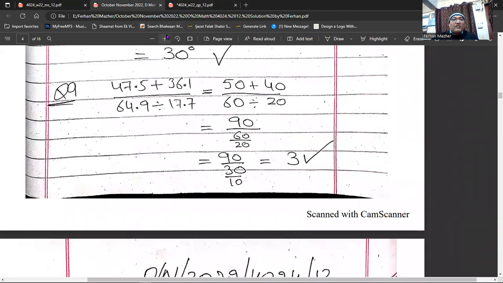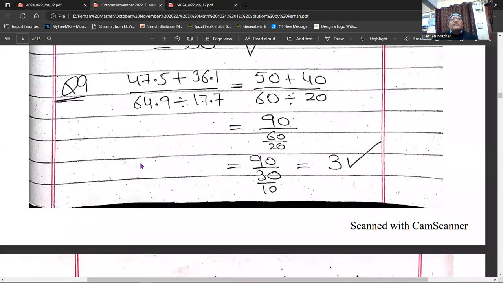Okay. So you have question number 9, 50 plus 40 divided by, and downstairs you have 60 divided by 20. So it's 90 divided by 60 divided by 20. So you will have, cancel it with the 2, you will have 30 by 10. So when you bring it upstairs, it will be 10 by 30. So 3 will be the final answer.